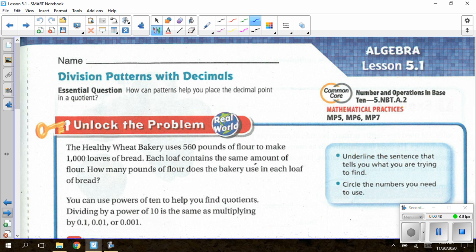So as you can tell on page 291 in our textbooks, we are going to be dividing by powers of 10 today. And our essential question is asking, how can patterns help you place the decimal point in a quotient?